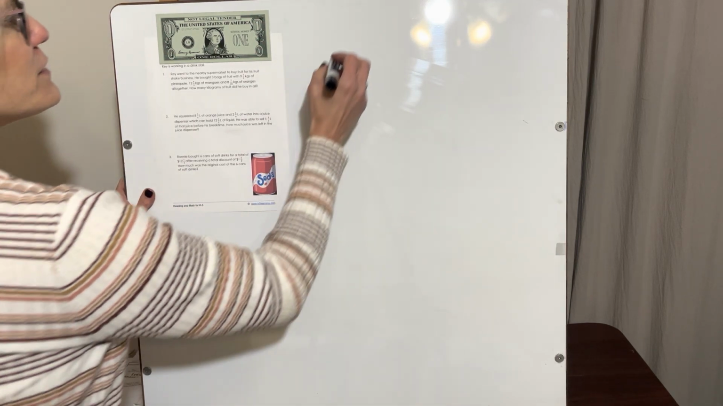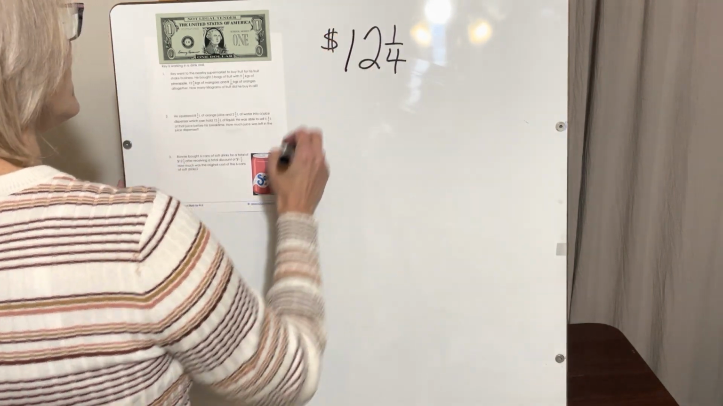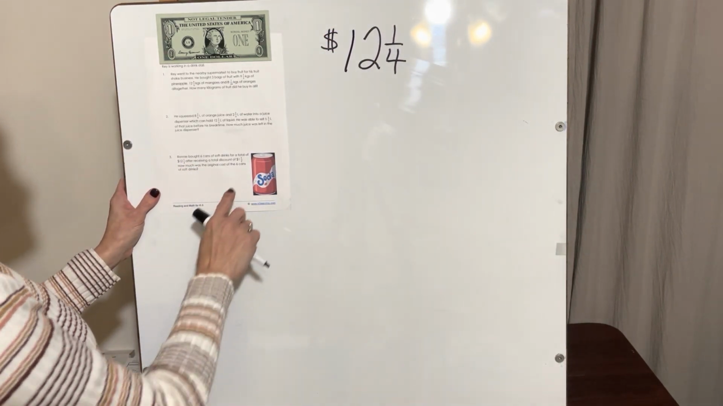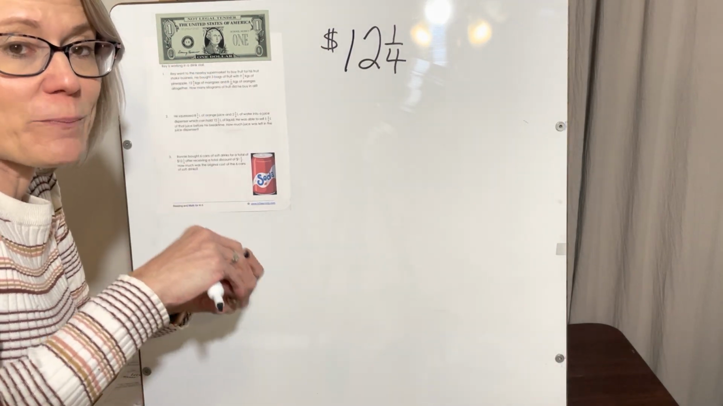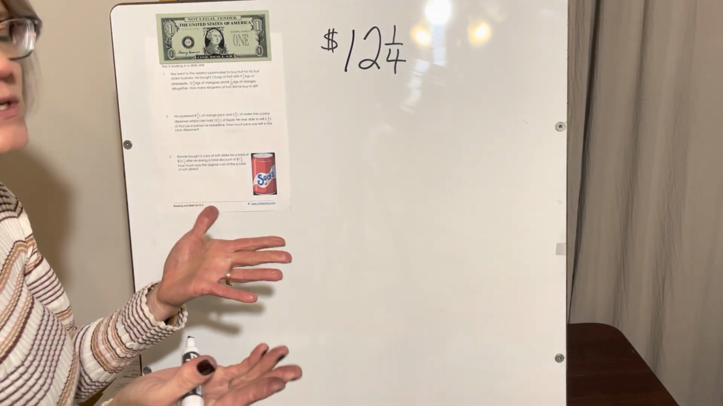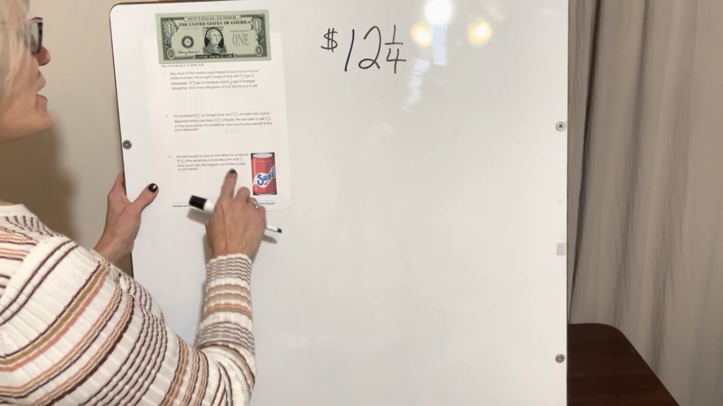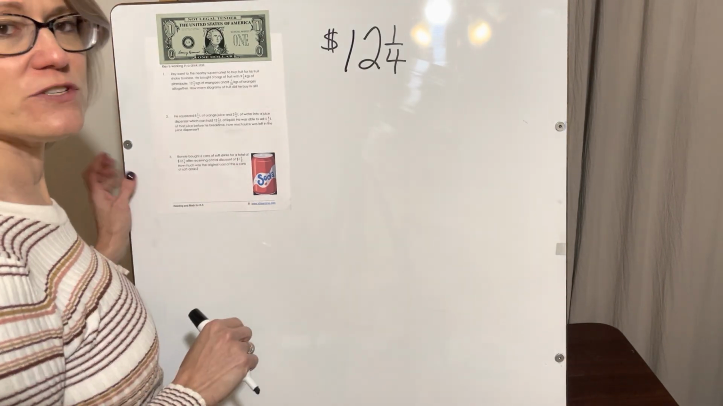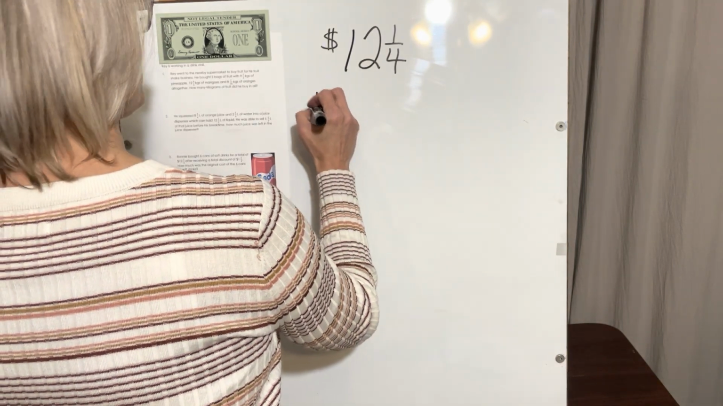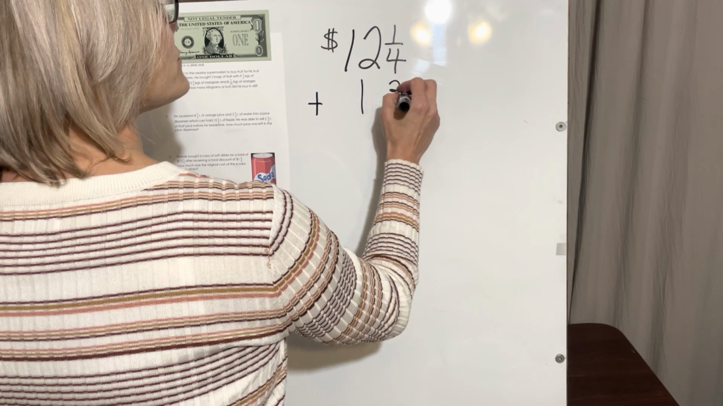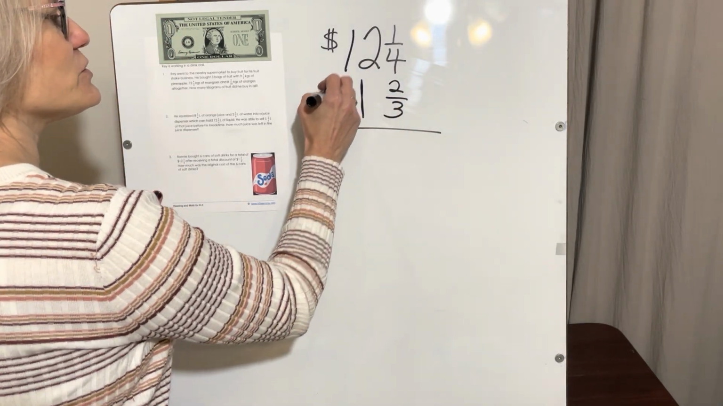So we know that there was $12 1/4 is what he paid, but that was minus the $1 2/3. So I need to add that discount back in to tell what his original price was. So he wants to know how much he saved. So he saved that $1 2/3, but he wants to look at, well, what would that original cost have been? So plus $1 2/3. Okay, so that's going to give me the original price.